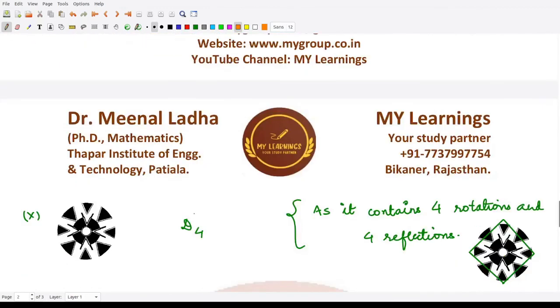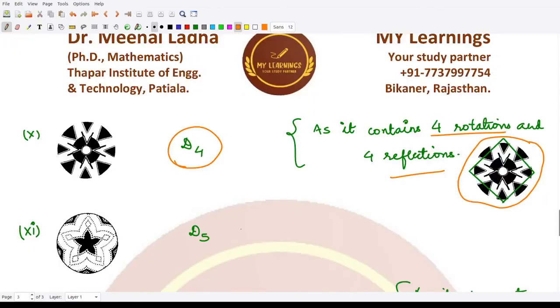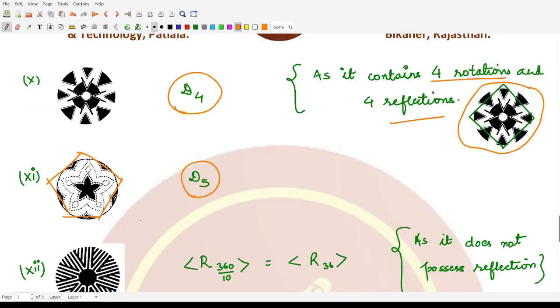What about the 10th design? Here we have D4 as the symmetry, because you can see we can get it similar to that of a square, which has 4 rotations and 4 reflections. What about this 11th portion? It is similar to D5, because you see we can resemble it to the pentagon, right? It has 5 reflections and 5 rotations.